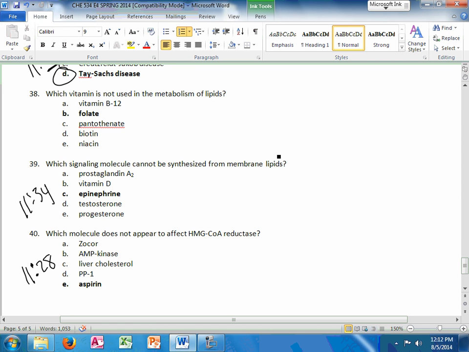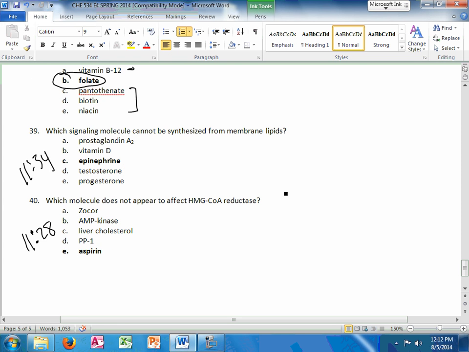Which vitamin is not used in the metabolism of lipids? Make sure you know where all of these are used. We haven't seen folate yet. I think that's reserved for the last or second to last unit. Which signaling molecule cannot be synthesized from membrane lipids? Membrane lipids being cholesterol. Remember, epinephrine is tyrosine derived. All of these other ones are lipid derived. Some of them that he asks about most commonly are on slide 34.